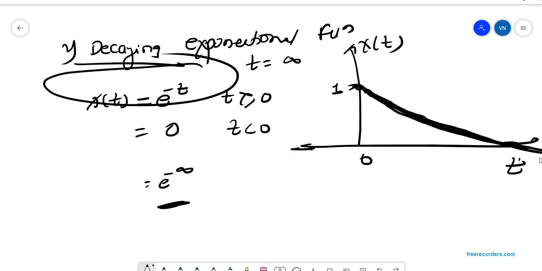So these are the different elementary signals. First we have taken a unit step function, then a ramp function, then a unit impulse function, then a growing exponential, and then a decaying exponential. So I hope now you understand the continuous elementary signals. In the next video, we're going to see discrete elementary signals in detail.